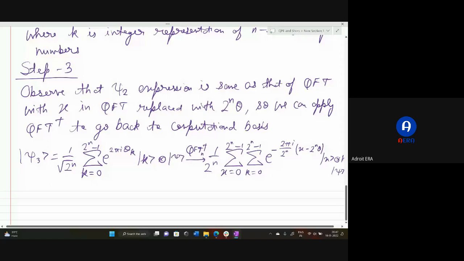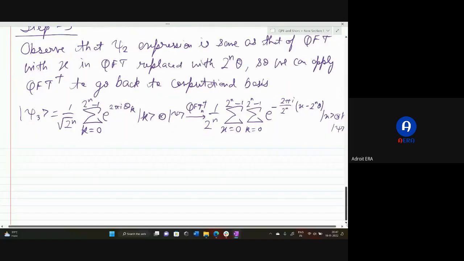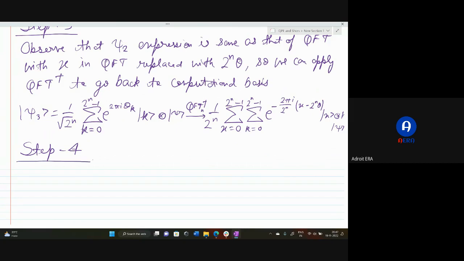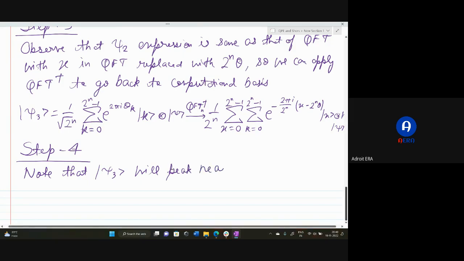Now, once we go back here, after that, what we have to observe, now observation has to be made. So step 4 is again about having this observation. Note that, and this has been proven by taking a lot of experiments, note that ket psi 3 will peak near to the 2 to the n theta.